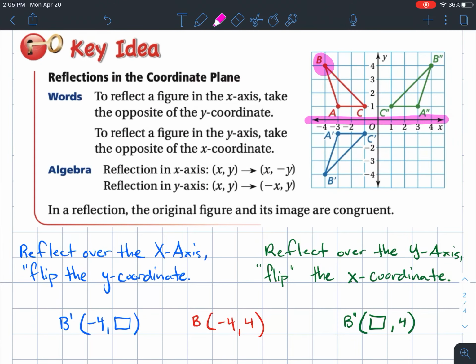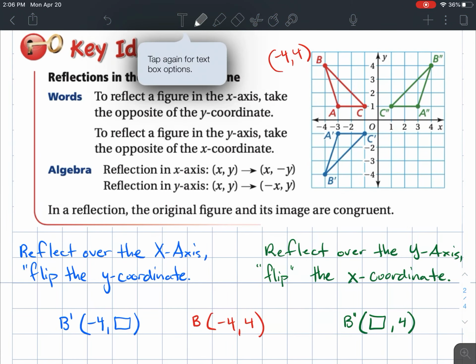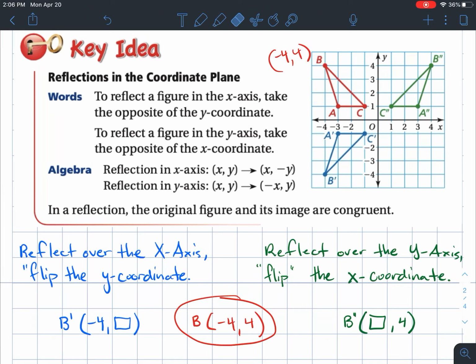So what is the coordinate of B? Let's find the ordered pair of B. Well, B is located at negative 1, 2, 3, 4. So negative 4 and positive 1, 2, 3, 4. Positive 4. So B is at negative 4, positive 4.